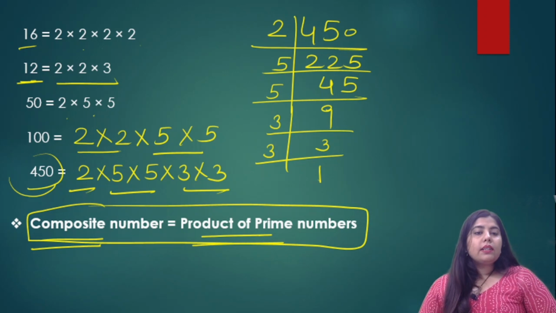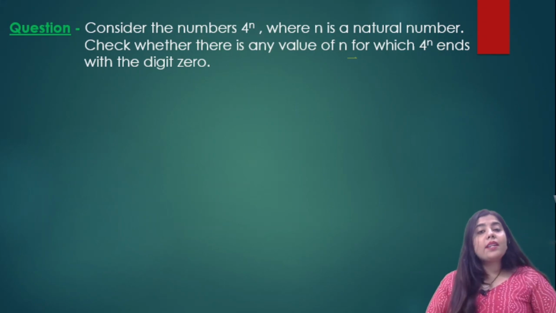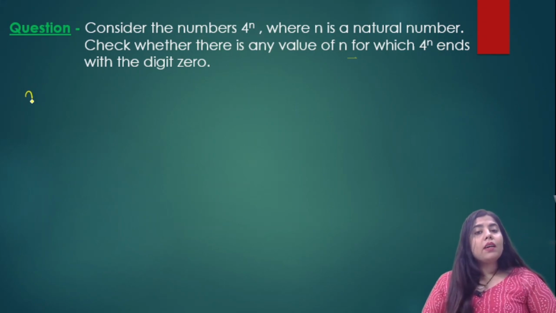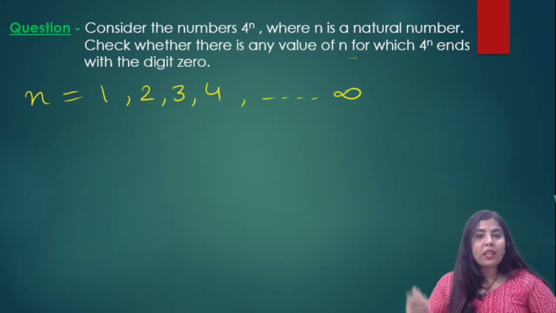Now see the next question. The question says, consider the numbers 4 raised to the power n, where n is a natural number. N is a natural number means n equals 1, 2, 3, 4, and so on up to infinity. These are the values of n. Now we have to consider the numbers as 4 raised to the power n. What is the meaning of 4 raised to the power n?